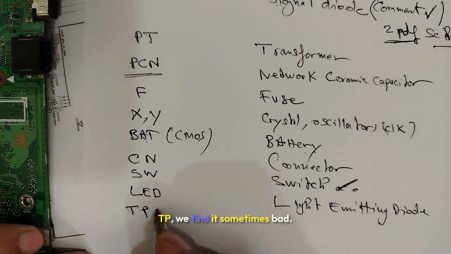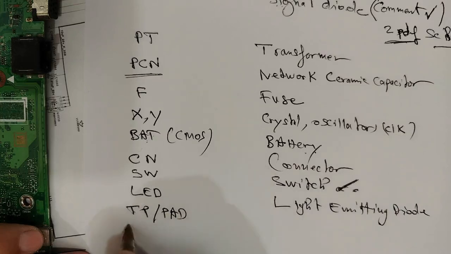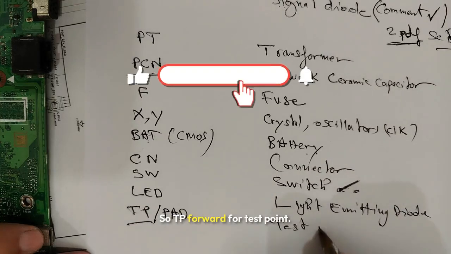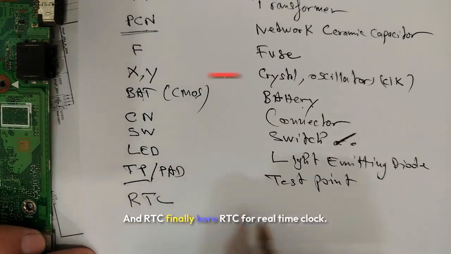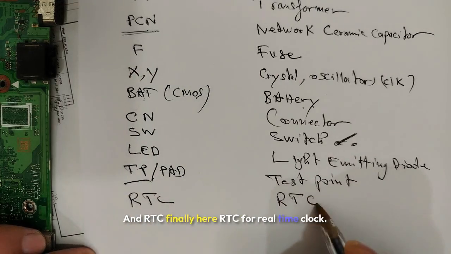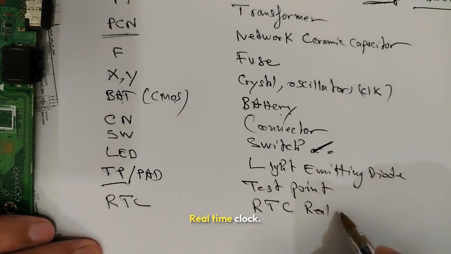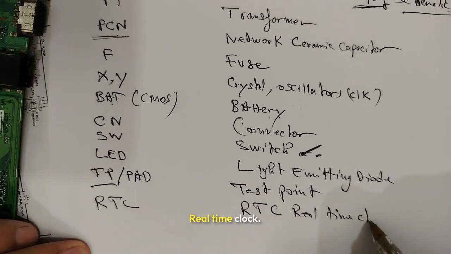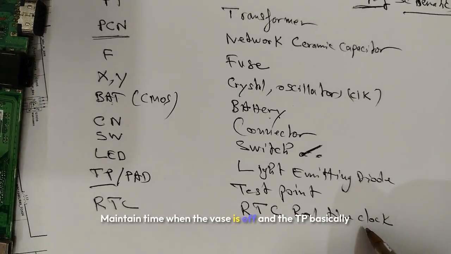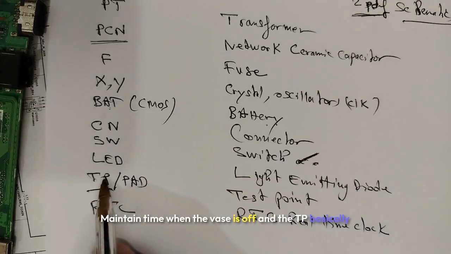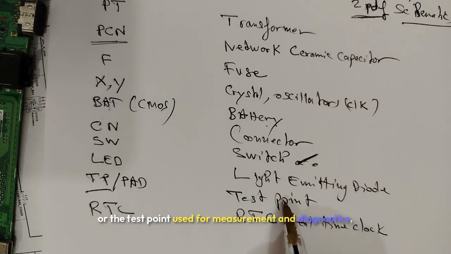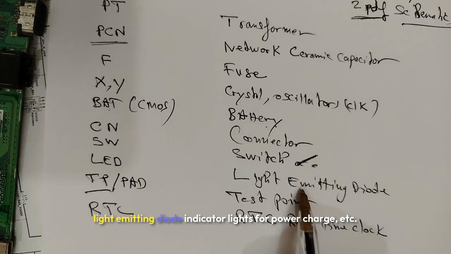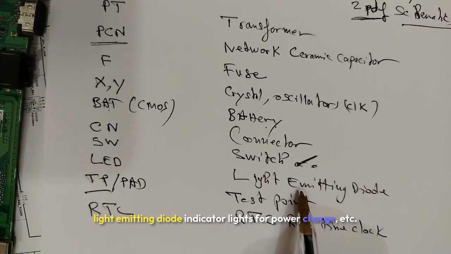TP, we find it sometimes. So TP for what? For test point. Very important. And RTC, finally here, RTC for real time clock. It maintains time when the device is off. And the TP, or test point, is used for measurement and diagnostics. A light emitting diode gives indicator lights for power, charge, etc.